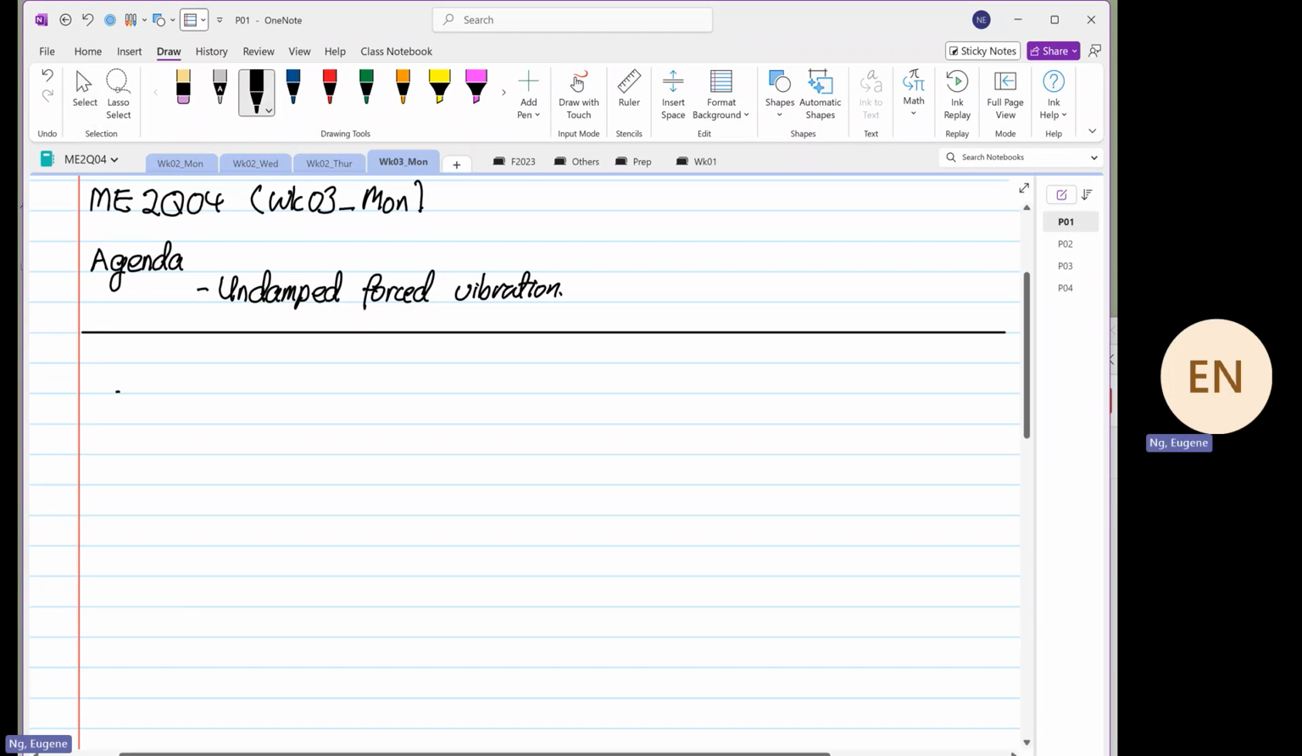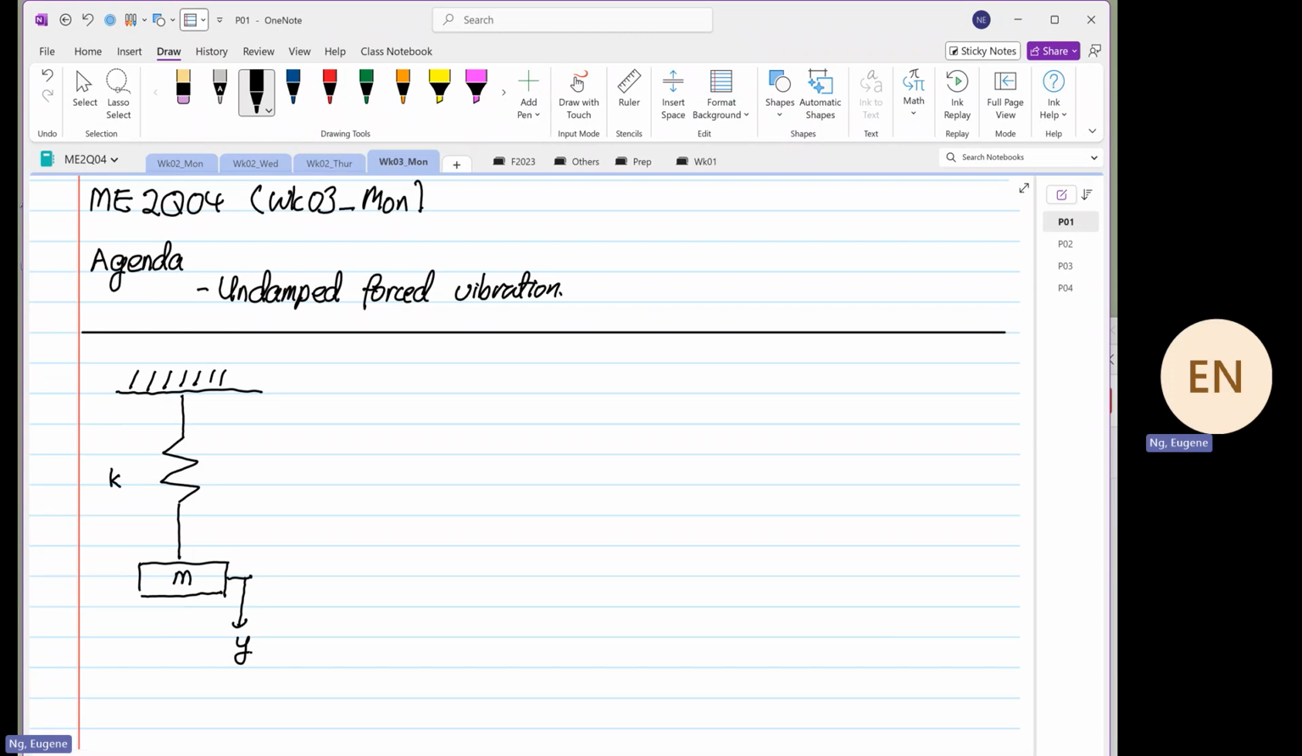So our system will generally look like this. We have a spring, and then we have a mass, and then we have the stiffness spring, and this is our Y displacement. So from here, as I mentioned before, this is an undamped forced vibration.